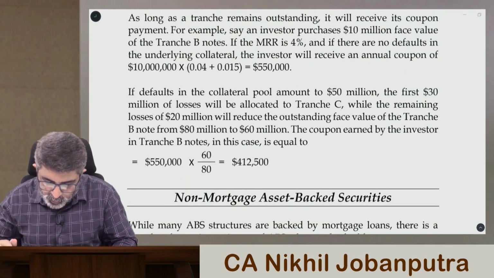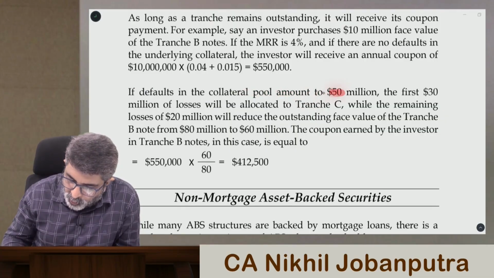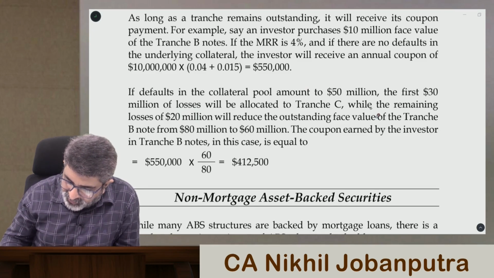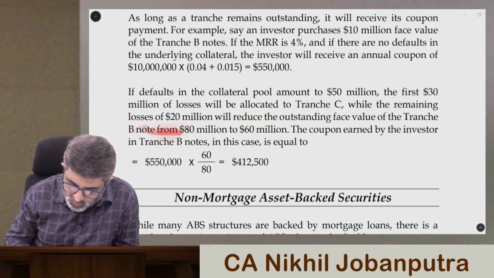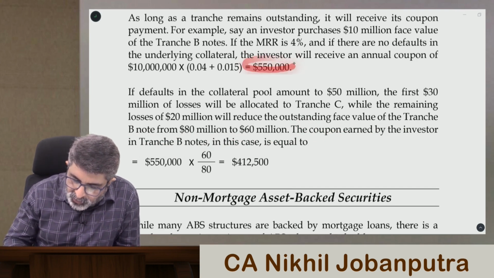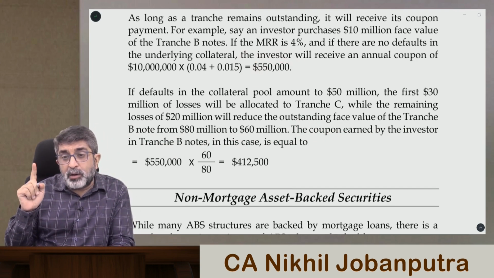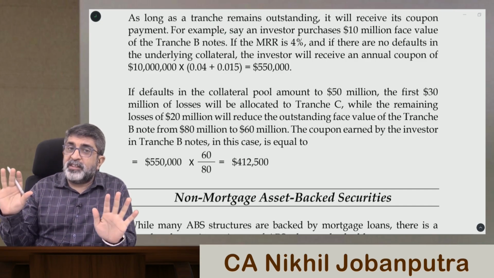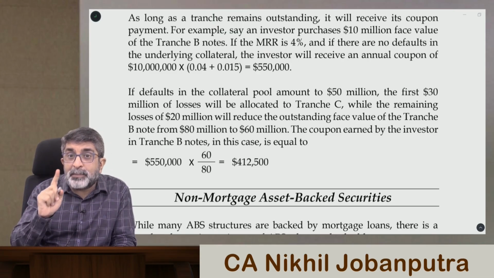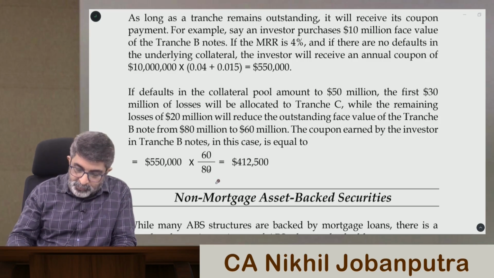The impact will be observed over here. Look at this. If the defaults in the collateral pool amount to $50 million, the first $30 million of losses will be allocated to tranche C, while the remaining loss of $20 million will reduce the outstanding face value of the tranche B note from $80 million to $60 million. The coupon earned by the investor in tranche B notes in this case will be, see, $550,000 was the defined coupon payment provided everything goes fine, but this is based on the par value of $80 million. What will happen if that par value changes from $80 million to $60 million?